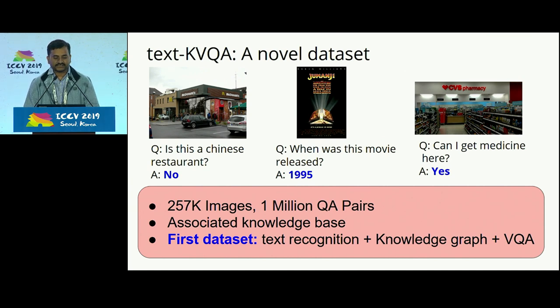This dataset contains 257K images containing scene images, movie posters, book covers, and more than 1 million question answer pairs. We also have associated knowledge bases to support this question answering. This knowledge base has more than 1 million facts. So this is the first dataset which identifies the need to bridge text recognition, knowledge graph, and visual question answering.